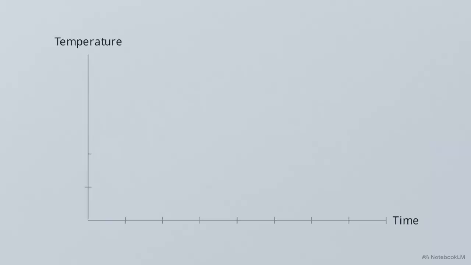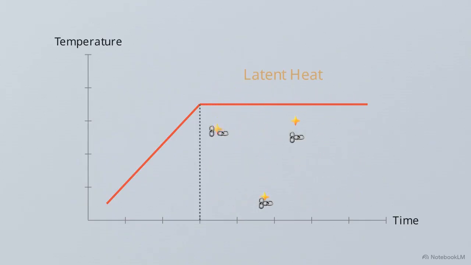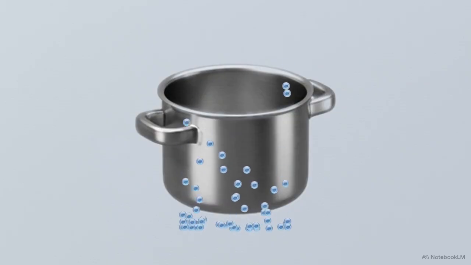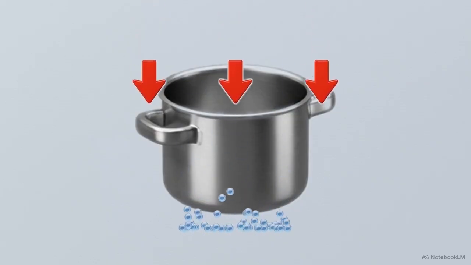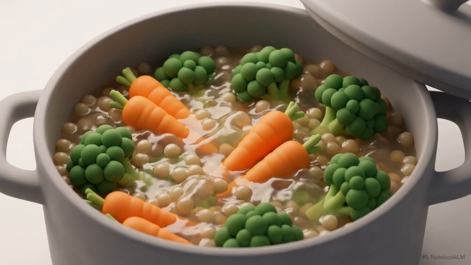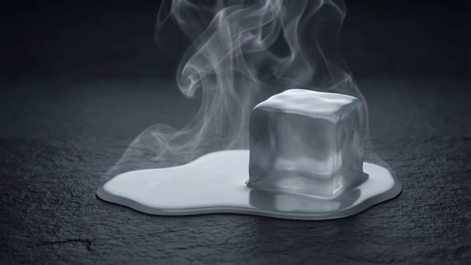During these transitions, the temperature remains constant. This is due to latent heat, hidden energy used entirely to break the attractive forces between the particles. A pressure cooker uses this principle. Increasing the pressure forces particles closer together, making it harder for them to escape as a gas, which raises the boiling point and cooks food faster. Heat is essentially a tool to manipulate interparticular forces, allowing us to morph matter from one physical state to another.